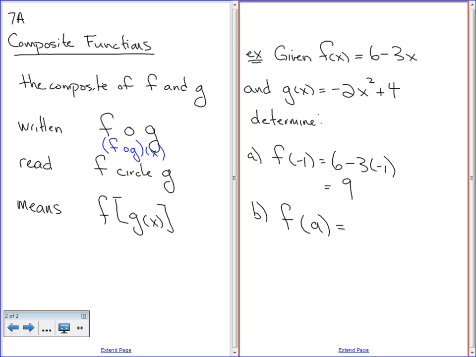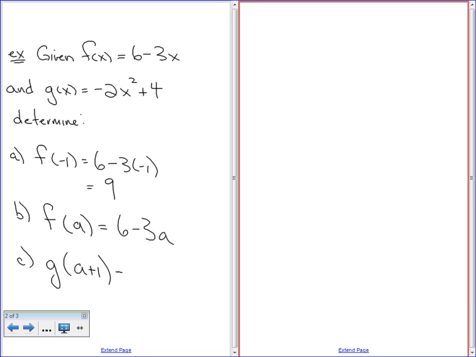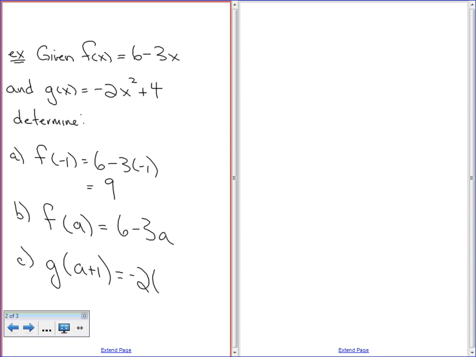And I can evaluate a function at any single value or any single expression. So I ask f at a. The concept's exactly the same. I'm going to take a, substitute it into the f function everywhere I see an x. If I can simplify, I simplify. If I can't, I'm done. I can take whatever I want and whichever function I want and substitute anything I want inside of that function. So in this case, I'm going to use the g function, and I'm going to substitute a plus 1 into the g function. So everywhere I see an x in the g function, I replace it with a plus 1.